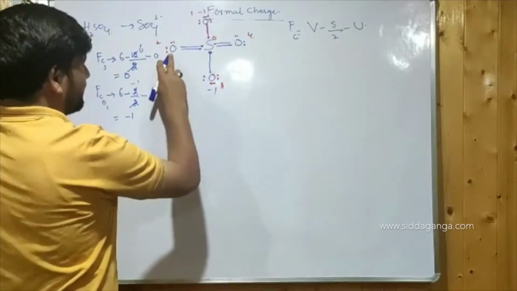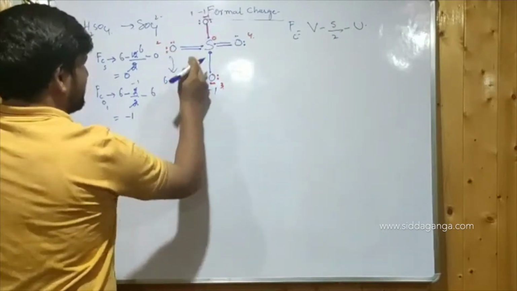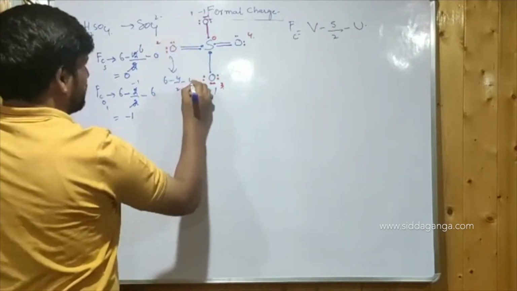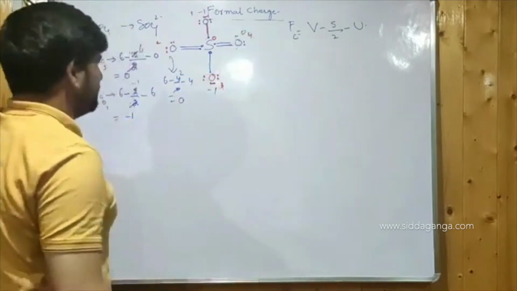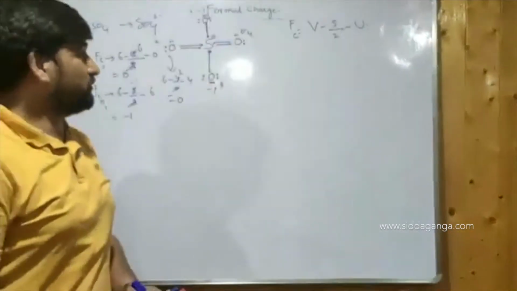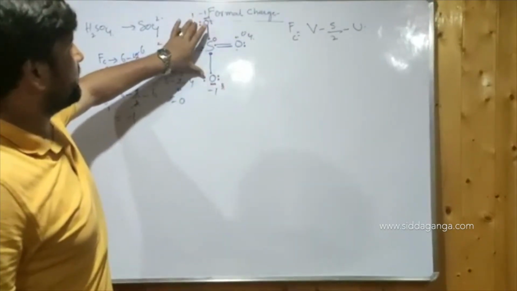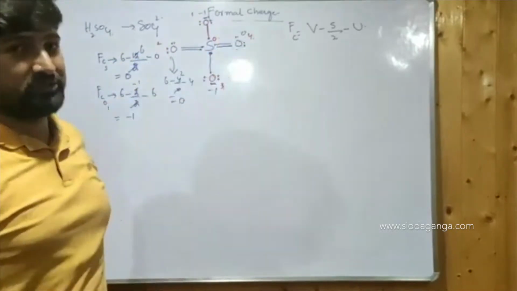Are you getting it or not? What about this one? Valence electron 6 minus shared 1, 2, 3, 4. 4 divided by 2 minus unshared 1, 2, 3, 4. 4. That makes it 2. 6 minus 6 will be 0. This also should be 0. So you can see that, children, in the SO4 2 minus molecule, sulfur has formal charge of 0, 2 oxygens have minus 1 and 2 oxygens have 0 respectively.